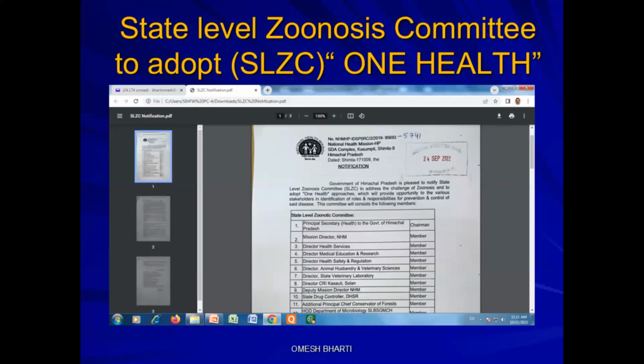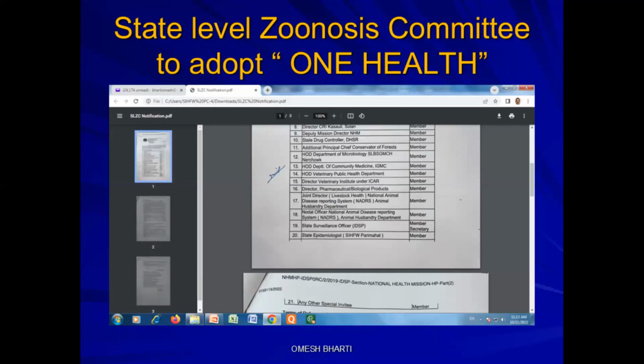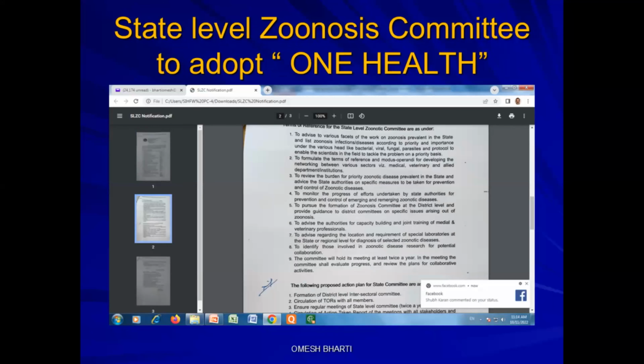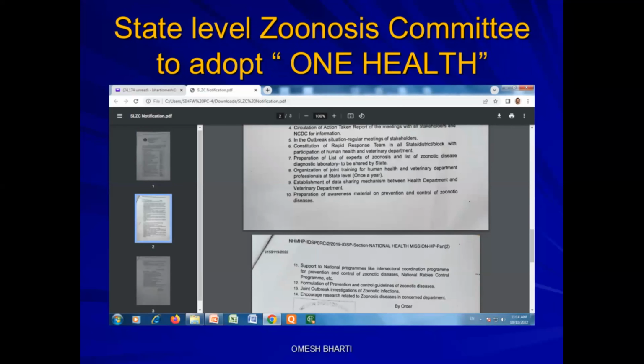And very soon we are going to organize meetings of all these committees, and the notification. Next. These are other members. You can read. So many. All the sectors are involved. Next. So this is the mandate. These are state level zoonotic committees to adopt One Health.